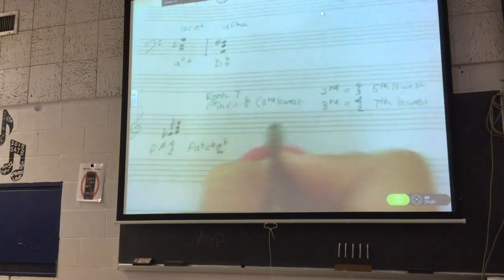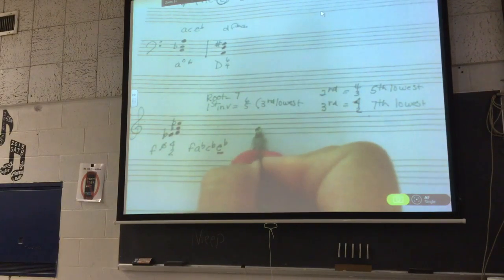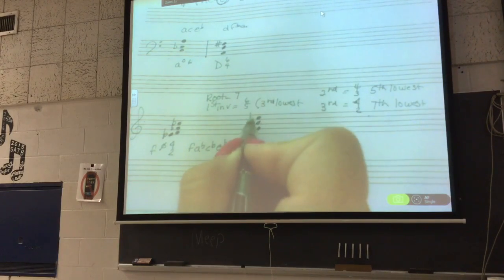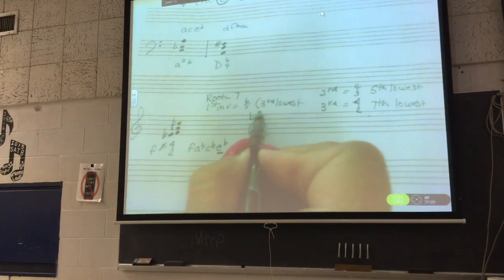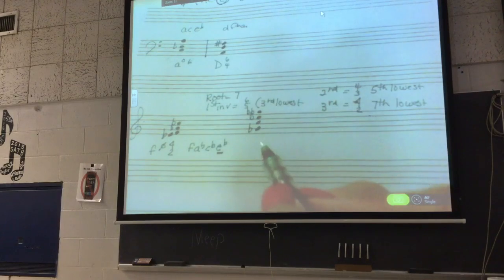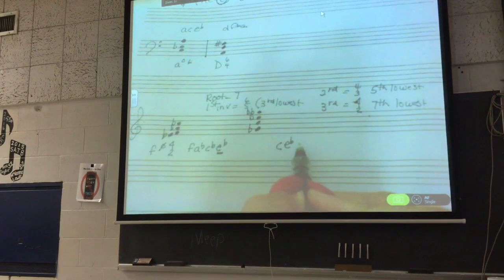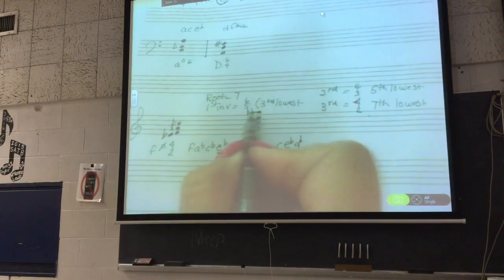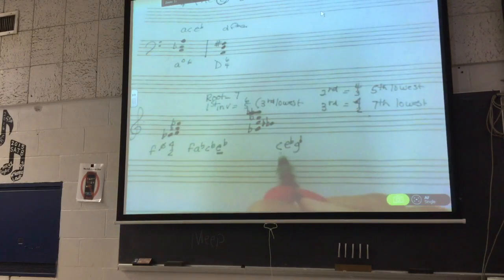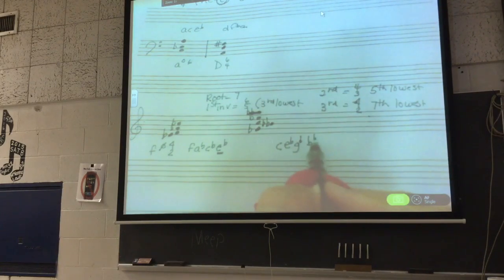Now let's see if you can identify one. I have to stack this in thirds so I can determine what type of chord it is. When I do that, I get C, E flat, G. Uh-oh, I did that wrong. I'm going to put a B double flat. I have a C, E flat, G flat, and B double flat.